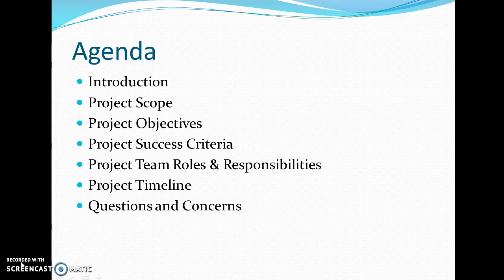So let us start with the agenda. First I'm going to give you a brief introduction on what the project is about. Then we're going to discuss the scope, the objectives, the project success criteria, and the project teams that we have chosen and their roles and responsibilities, the project timeline, and in the end, if you have any questions or concerns, please feel free to ask me.